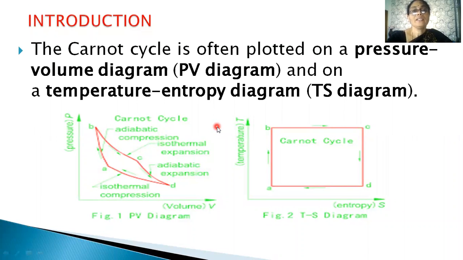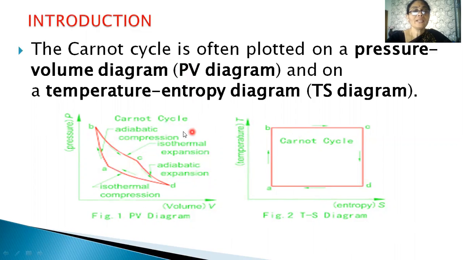We know that the working of a Carnot's engine can be well understood with the help of a cycle which is known as the Carnot cycle. This Carnot cycle is generally plotted on a PV diagram, that is the pressure volume diagram, by taking the volume on the x-axis and pressure on the y-axis. Similarly, the Carnot cycle can also be plotted on the temperature entropy diagram, that is the TS diagram, by taking entropy on the x-axis and temperature on the y-axis.